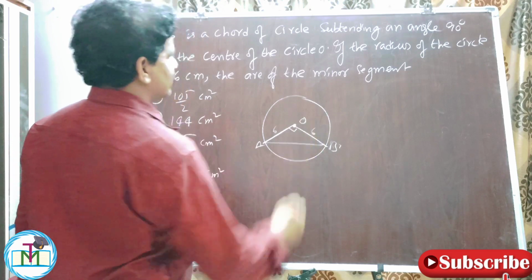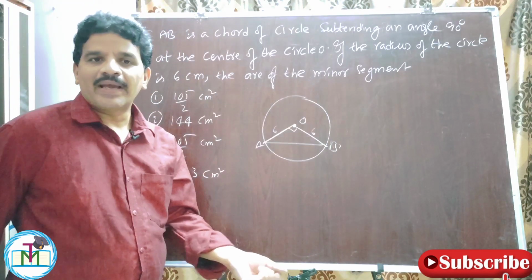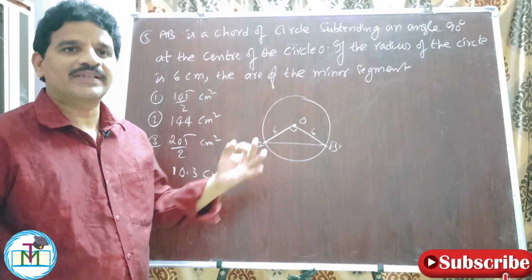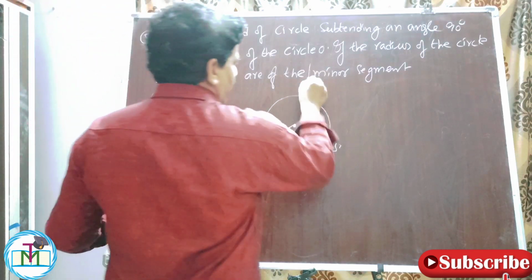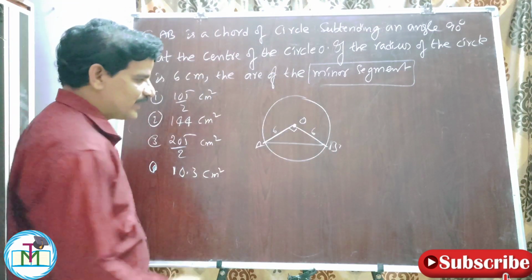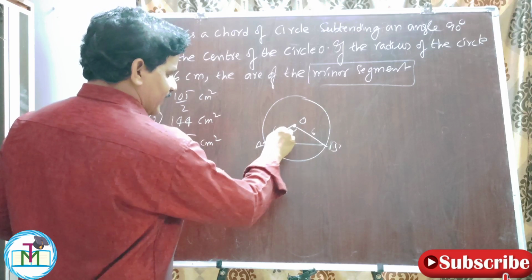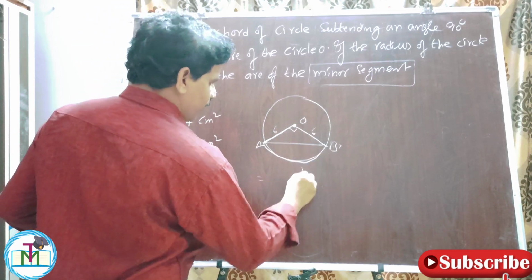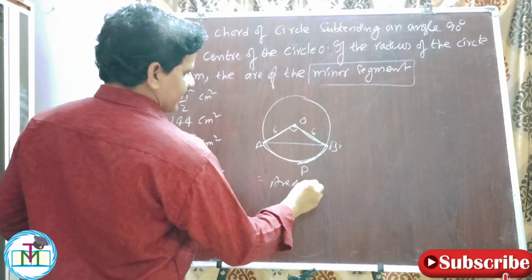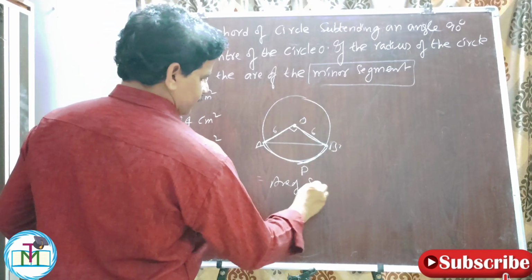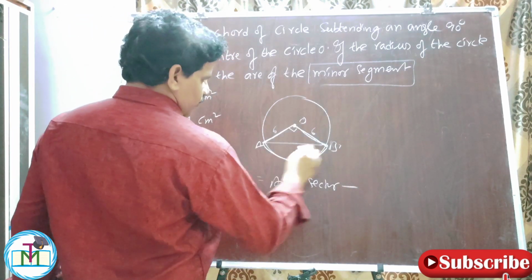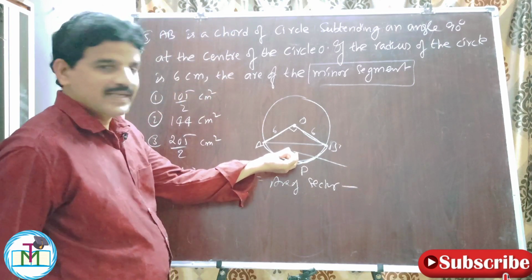Radius of 6 centimeters. Now then the area of the minor segment. So we clearly discussed its formula in the previous video. So I want the area of the minor segment. My area of the minor segment is given by what? The sector area OAPBO, the area of the sector, minus the area of this triangle. So this is the minor segment.